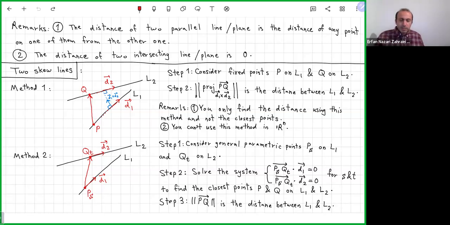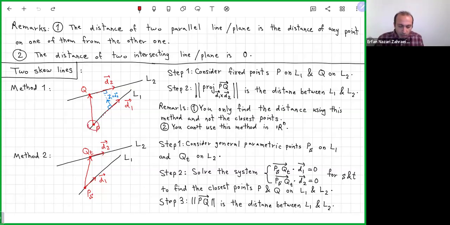So again, I consider two methods. One of them is much faster and easier than the other one, but it has some drawbacks. I will mention its drawbacks after I discuss it. So what is the easier method to find the distance between two skew lines in R3 or Rn? One of the drawbacks is exactly that method one can only be done in R3. In Rn, method one is not available. I will discuss it after, but let's discuss the method first.